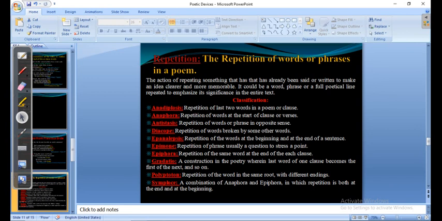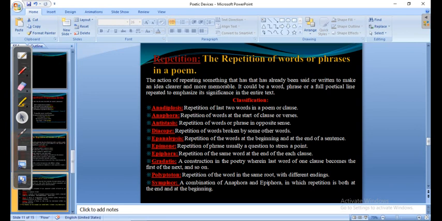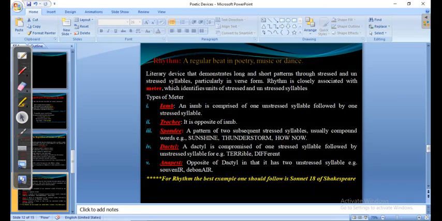So this is another poetic device, dear students. Now let us go through rhythm. What does rhythm mean? Rhyme and rhythm are different. Rhythm means the poet uses language in such a way that it demonstrates long and short patterns through stressed and unstressed syllables. Sometimes the poet uses diphthongs, sometimes something else, so that he can clearly make the poem rhythmic.